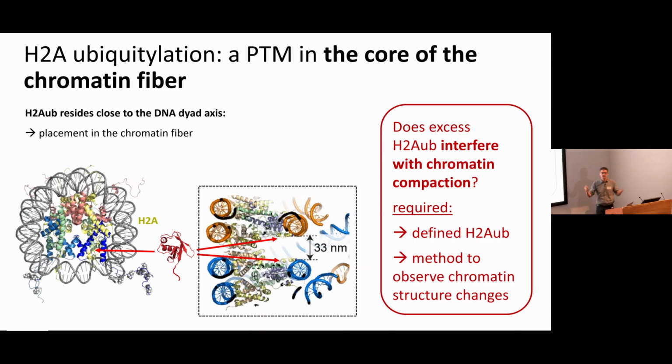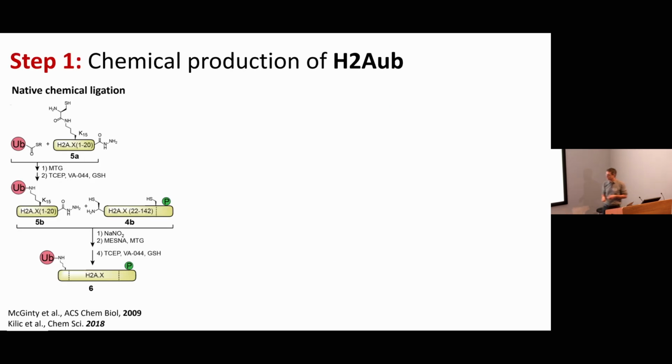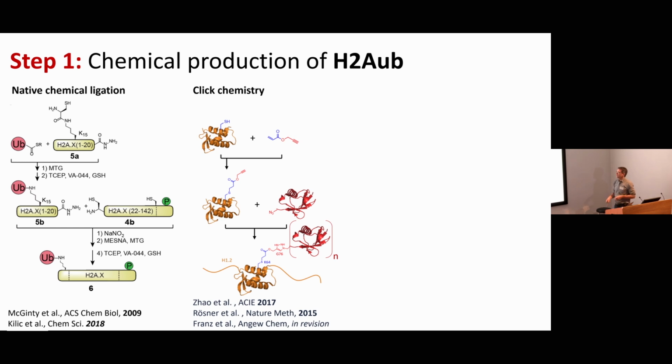For this we need defined H2A ubiquitinated chromatin and then a method to observe what's going on. Over the years, my lab has developed several methods to ubiquitinate proteins, and actually also the lab where I did my postdoc, Tom Muir's lab. We can now do it in many different ways. This is one way where we ligate histones together out of several either synthetic or expressed proteins, ending up with a ubiquitinated histone. We can also use click chemistry-based protocols to get ubiquitinated histones. We have used that to make ubiquitinated H1.